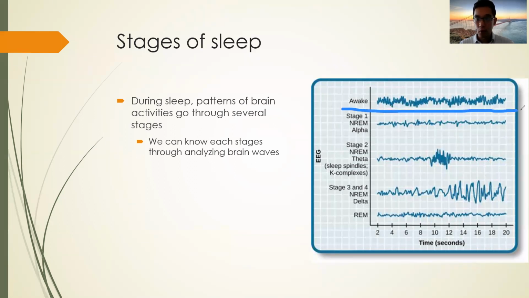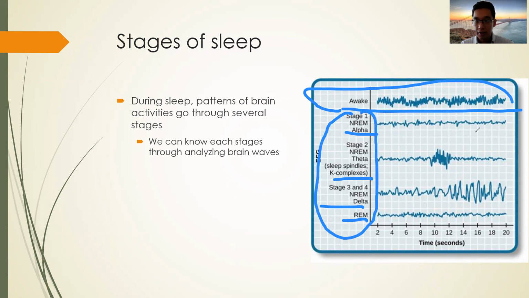For example, when people are awake, you can see this pattern. The brain waves are really intense, with a lot of fluctuations, because the level of consciousness, sensory awareness, activity, and thinking are really high. So that's why when people are awake, the brain waves are really intense. And there are also different stages of sleep. All these stages are sleep actually. You can see the patterns of these brain waves are quite different.